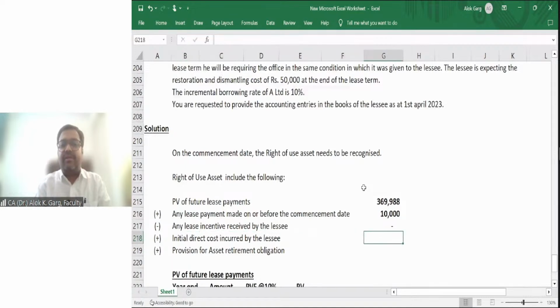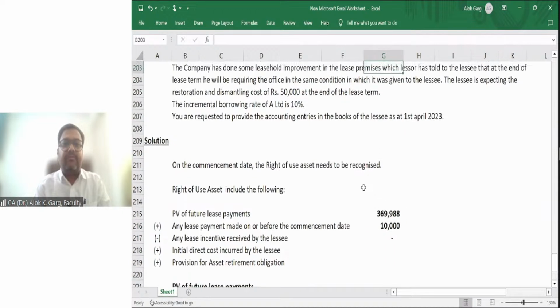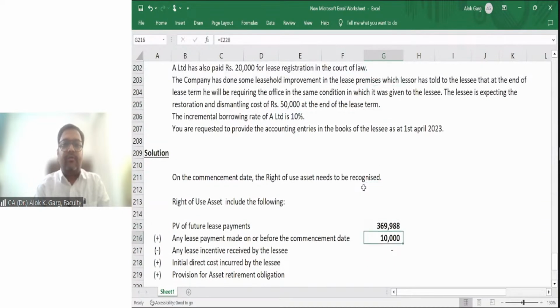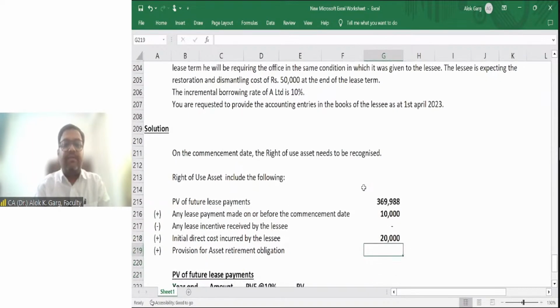Initial direct cost incurred by the lessee. Whether the lessee has incurred any initial direct cost? It is given in the question that 20,000 rupees the lessee has paid on account of lease registration. Provision for asset retirement obligation.